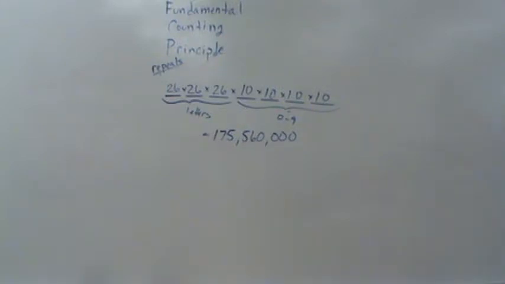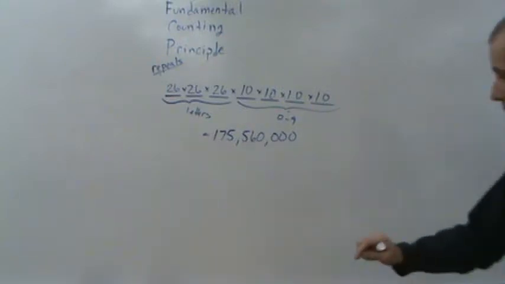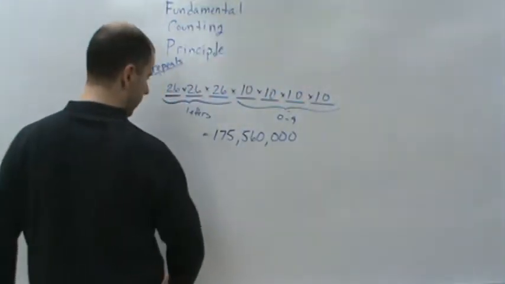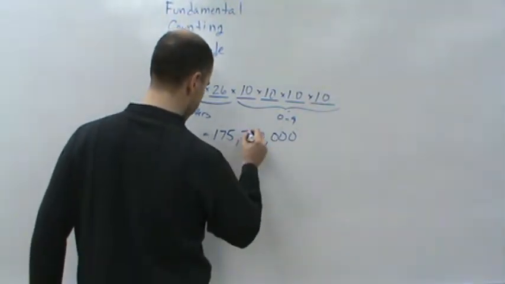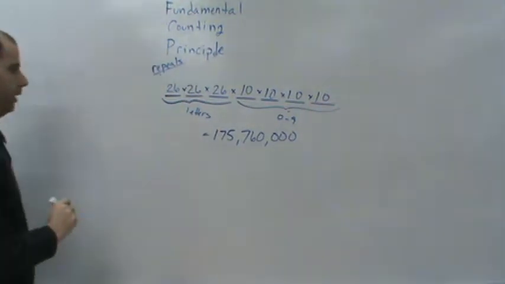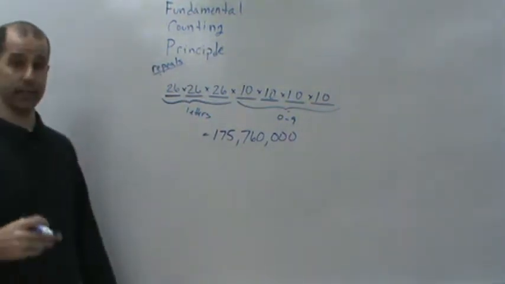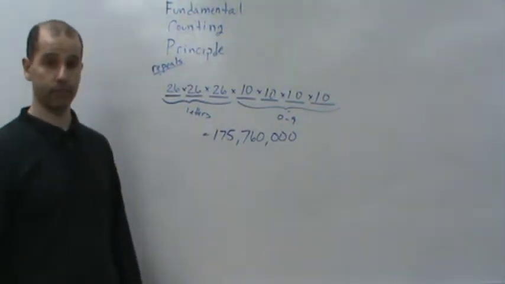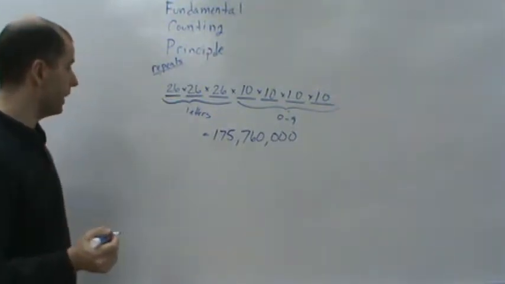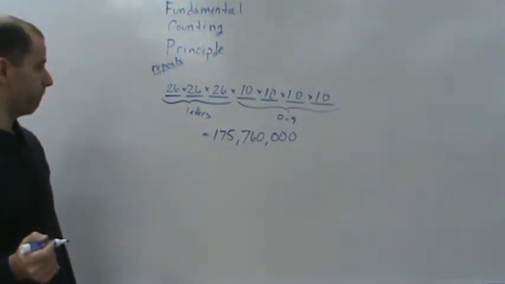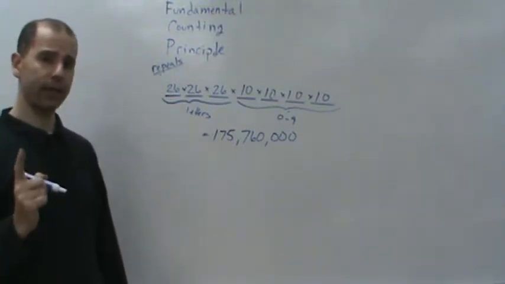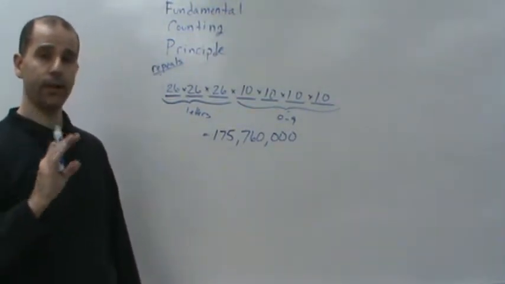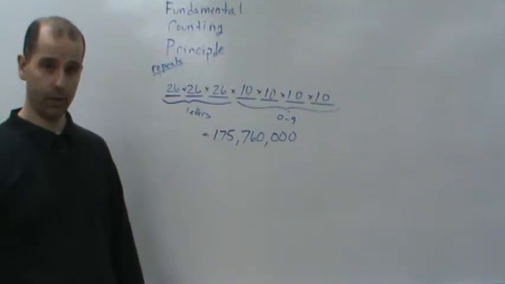760,000. Okay. That's how many possible license plates there are if I allow for repeats. So now the next question is, what about if I don't want repeats? How many different license plates are there if I don't allow for any repeated characters?